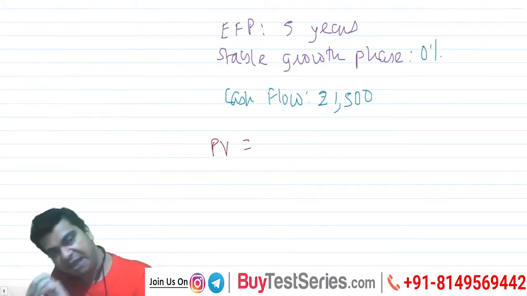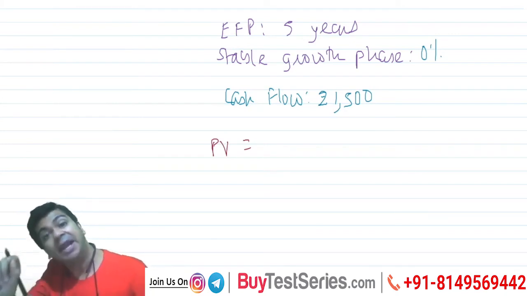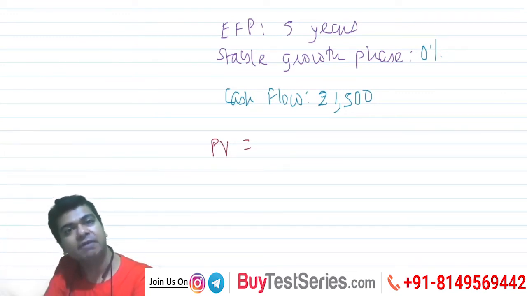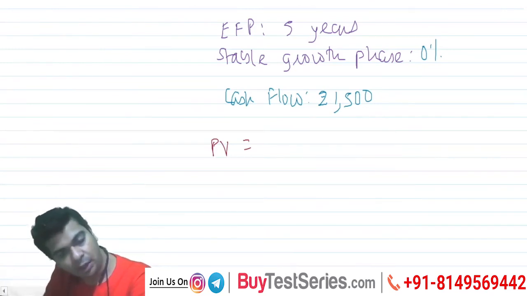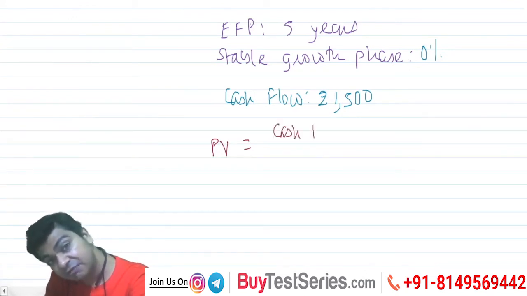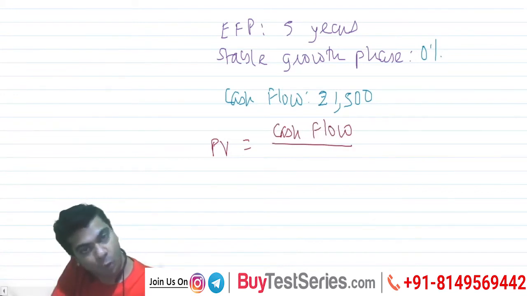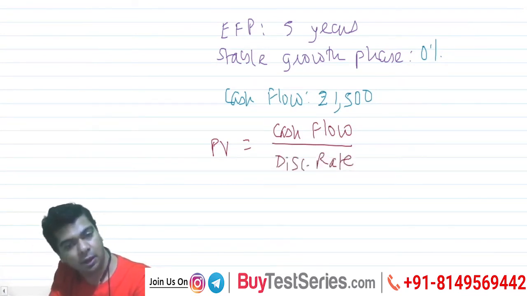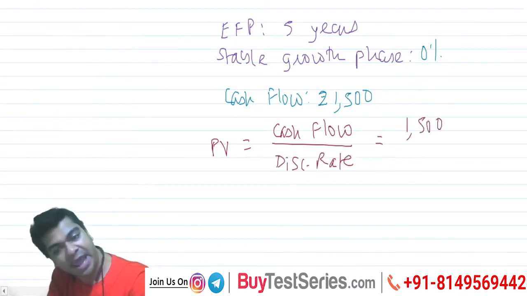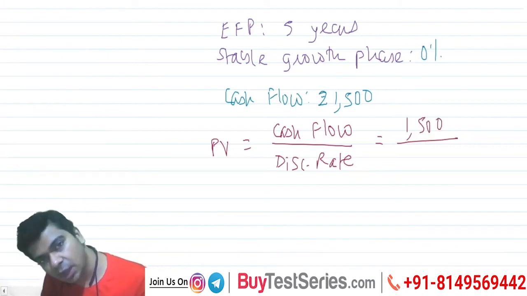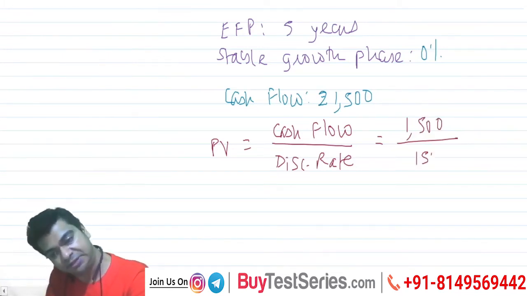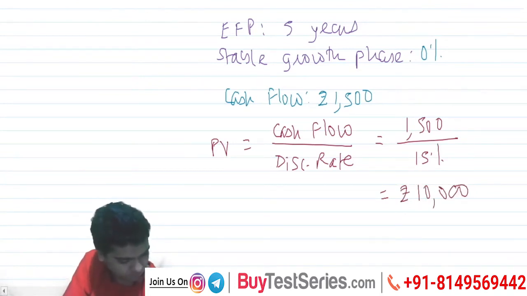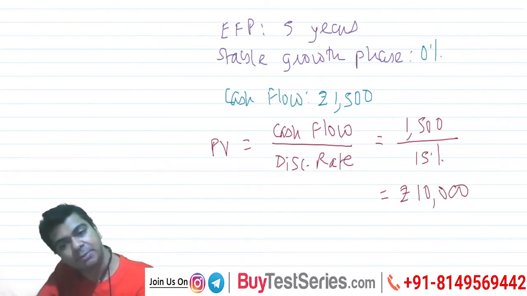Remember one thing. In FM, if there is any annuity that will continue till perpetuity and you want its present value, you should take that amount and divide it by the discount rate. So you are expecting 1500 now forever and ever. Divide that by the discount rate. Let's assume for a moment that the discount rate is 15%. You will get the present value as 10,000.